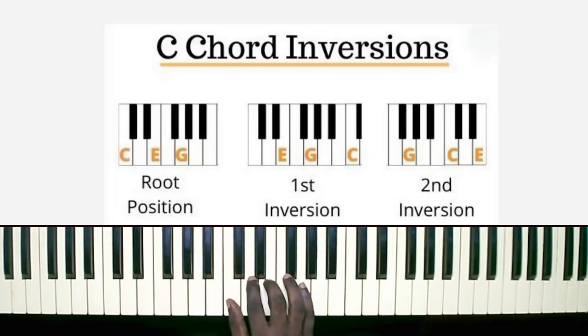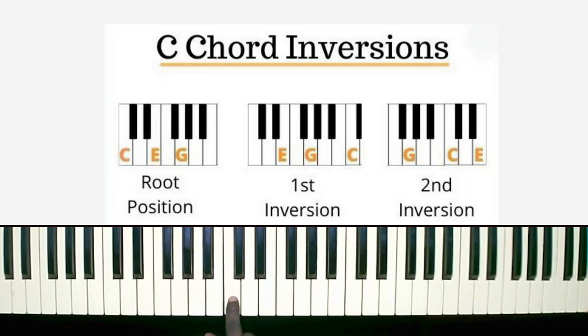Now, let's take a look at the C major chord. We have C, E, and G. I hope you know this by now. So the C major chord, in this form, we call this position the root position. We call it the root position when the C note is the first note of the chord. So C, E, G. This is the natural position of a C major chord.